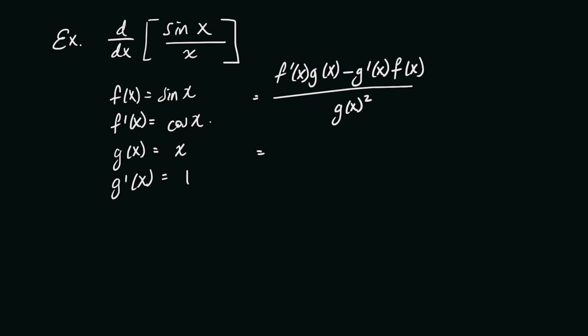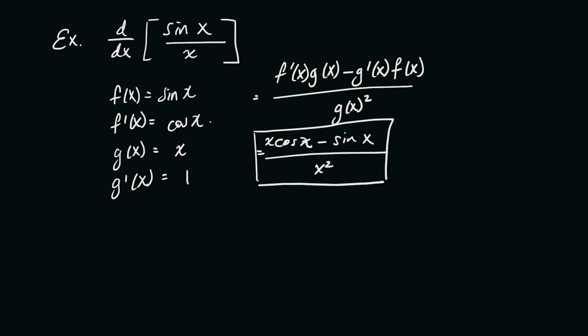So now this would equal f prime of x, which is just cosine x, times the g of x, which is just x, minus g prime of x, which is just 1, so f of x, sine of x, stays by itself, all over x squared. And that is our answer. So once you get into a habit of these things, then it's going to be something that is going to click in your head very soon.